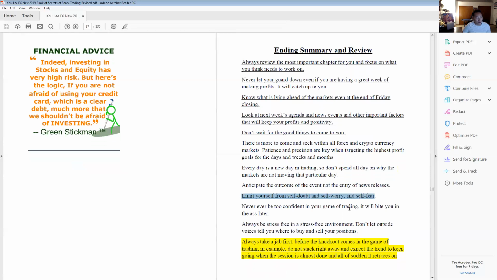Limit yourself from self-doubt, self-worth, and self-fear. When you are in control of your own hands and your own destiny, you are in control of your own thinking and your own actions. So if you think to yourself that you can't make it, it's not going to happen. If you don't believe in it, it's not going to happen. If you don't think that you can make this kind of money, it's not going to happen. It's the most important thing.